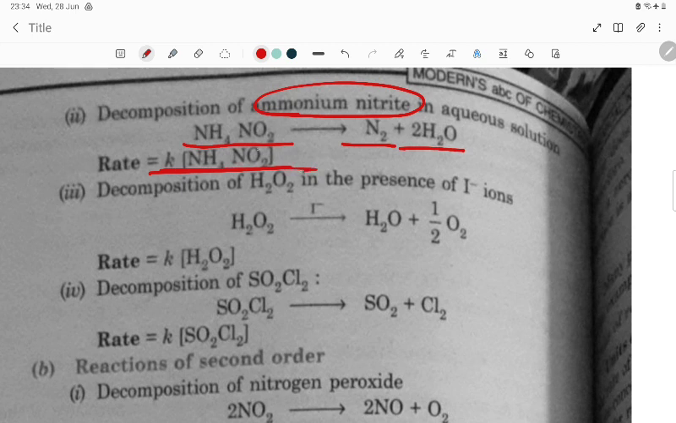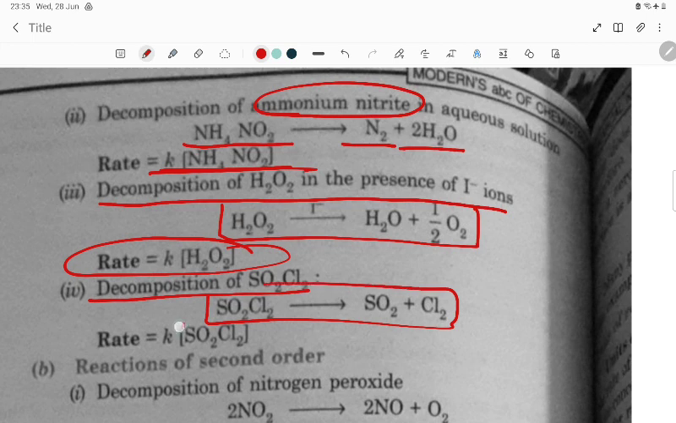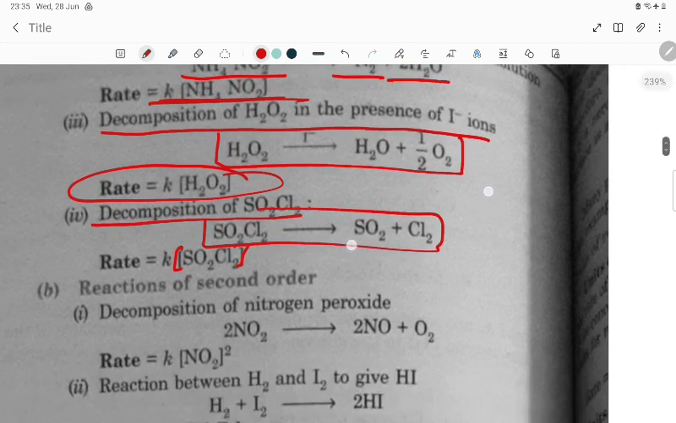Here the rate depends on the ammonium nitrite. Decomposition of H2O2 in presence of I minus: H2O2 with I minus gives H2O plus half O2. So the rate is k[H2O2], so this is first order. Decomposition of SOCl2 is also going to be first order. Here you can see the rate depends on only one molecule.